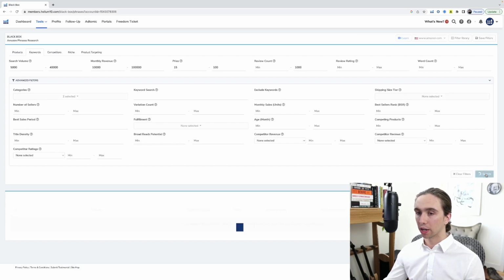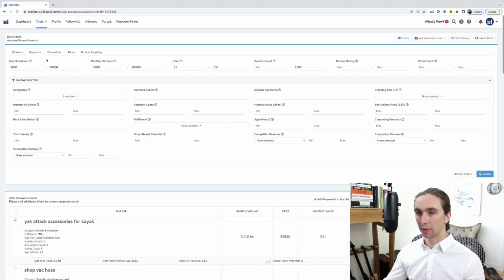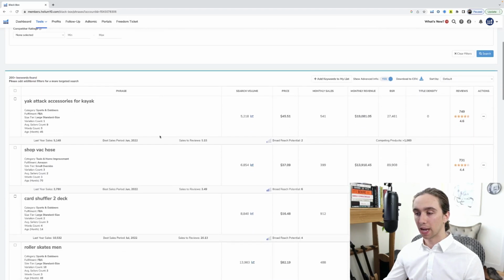We're going to go ahead and we're going to hit search here, and we are going to look at the results that this gives us. Now, because we're using the keyword section of Black Box, we're going to get keyword phrases back that are being searched by customers.